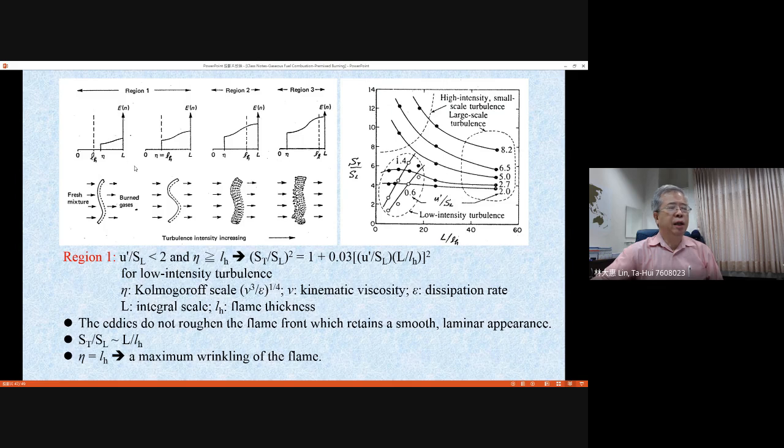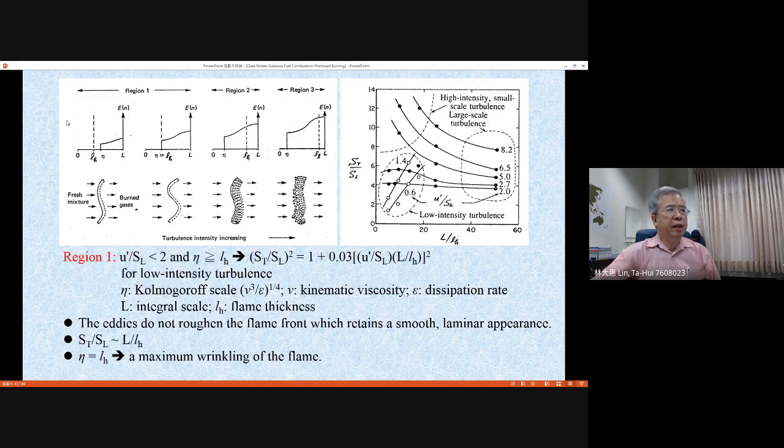And you can see in the first region, there is a low intensity turbulence. All the eddies have their own diameter larger than the flame thickness. Okay, this is the first part you need to understand. I need to emphasize again here that nu represents the kinematic viscosity and epsilon represents the dissipation rate of the eddy. This is basically the definition you can refer to in some textbooks on turbulent flow.